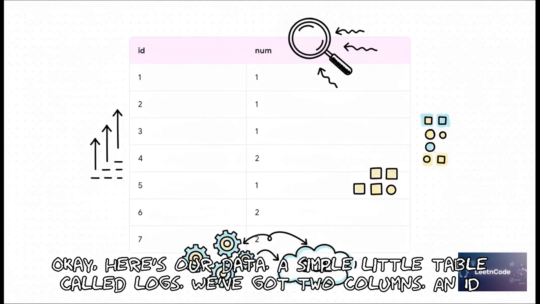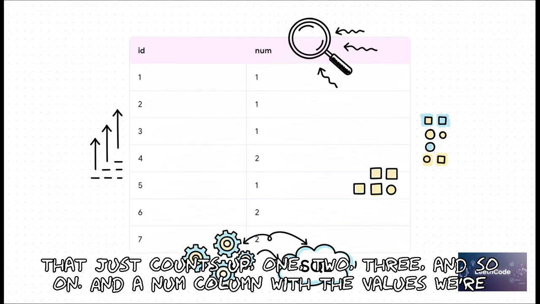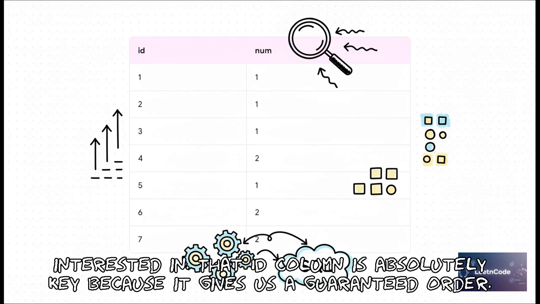Okay, here's our data. A simple little table called logs. We've got 2 columns, an ID that just counts up, 1, 2, 3, and so on, and a num column with the values we're interested in. That ID column is absolutely key because it gives us a guaranteed order.